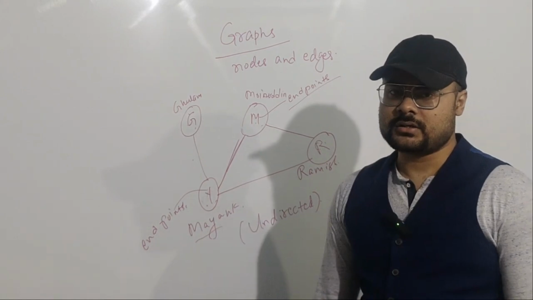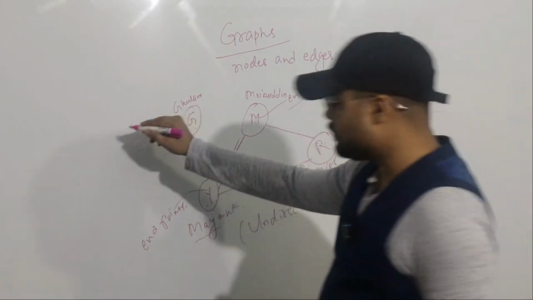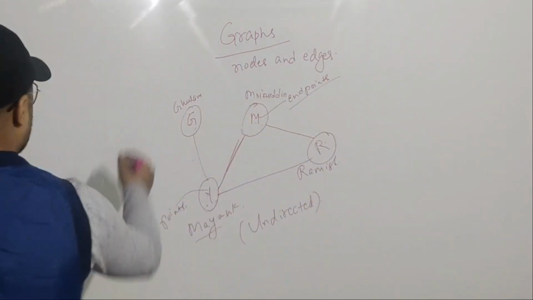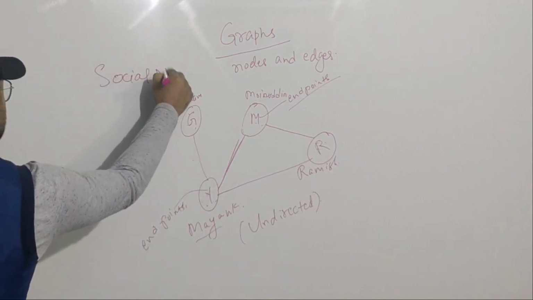But in some real world examples, the edge needs to be a directed edge. This is the scenario of Facebook friends, social networking. This is an example of a social network.